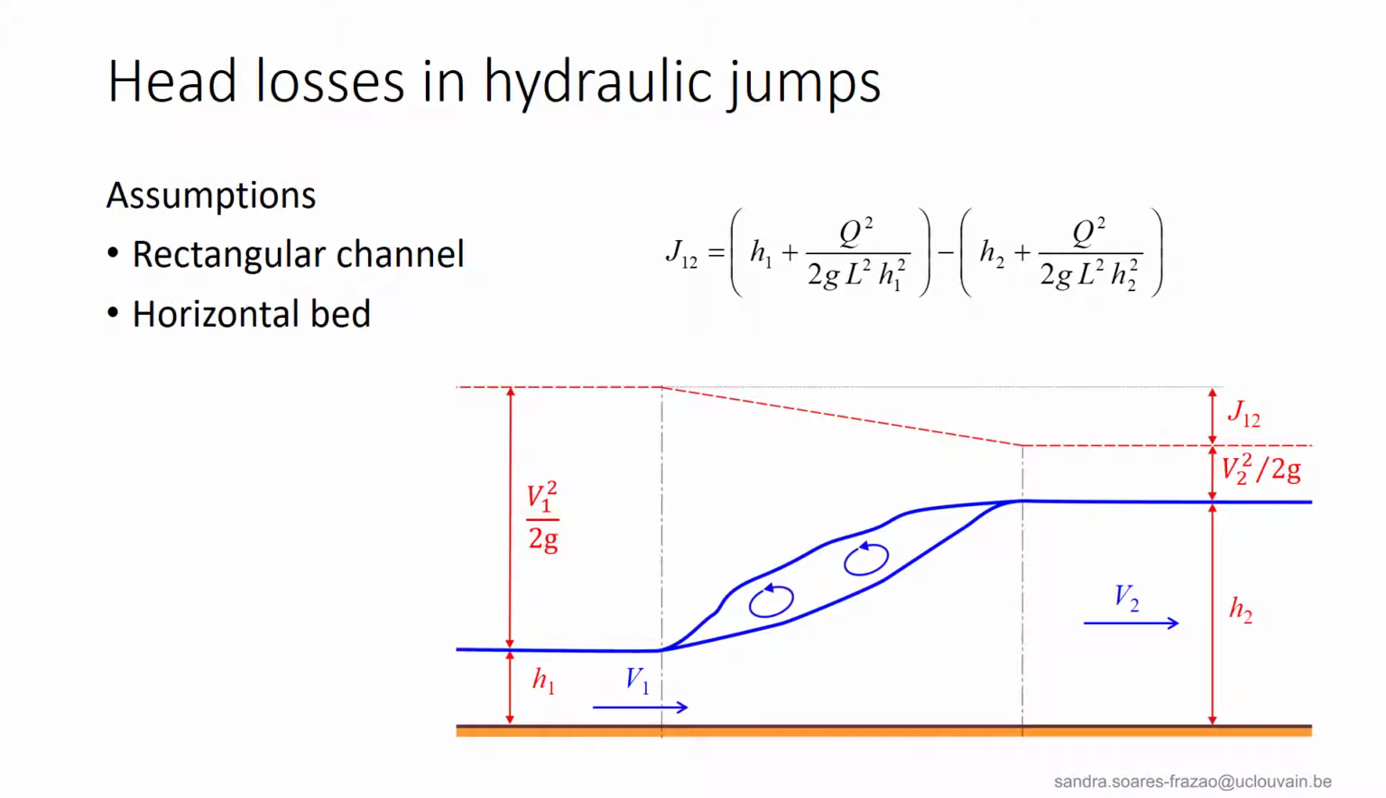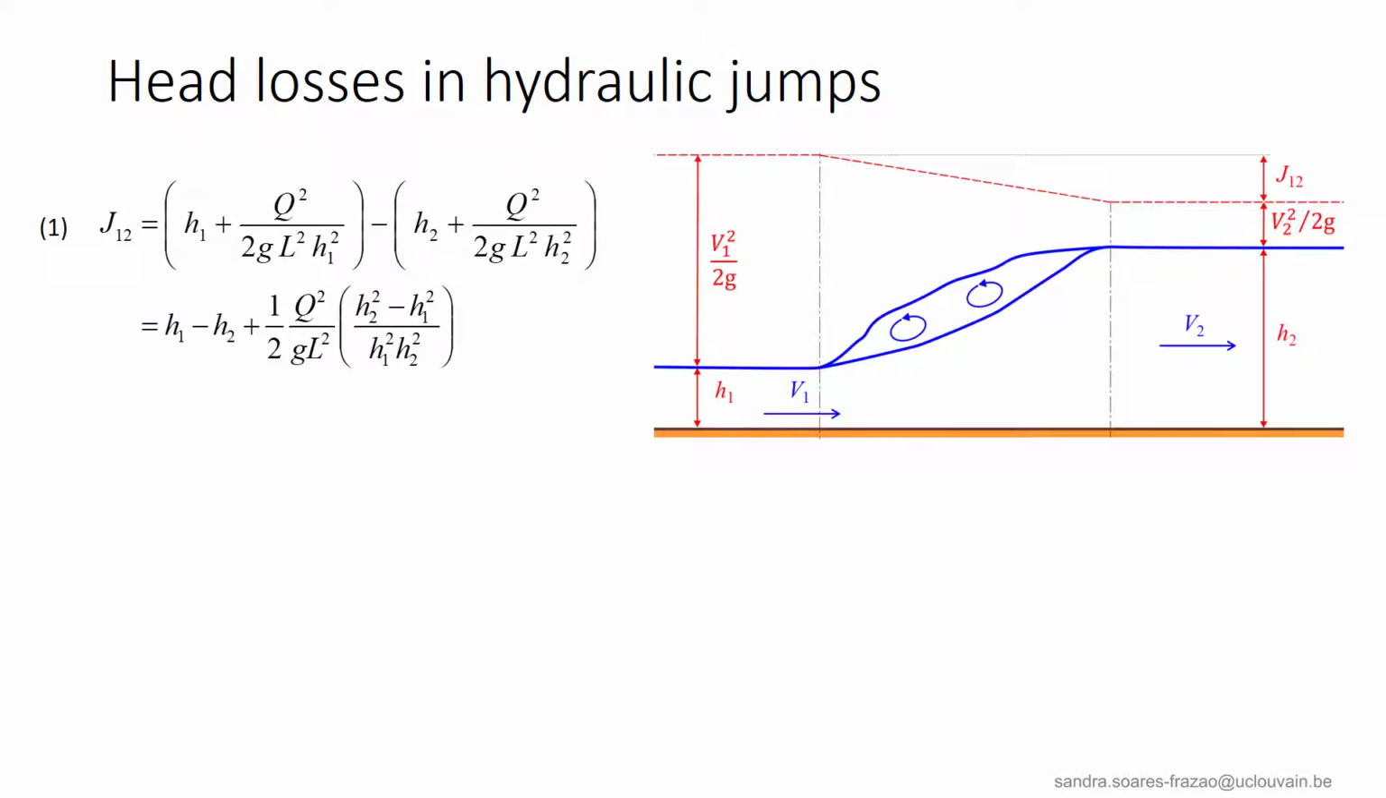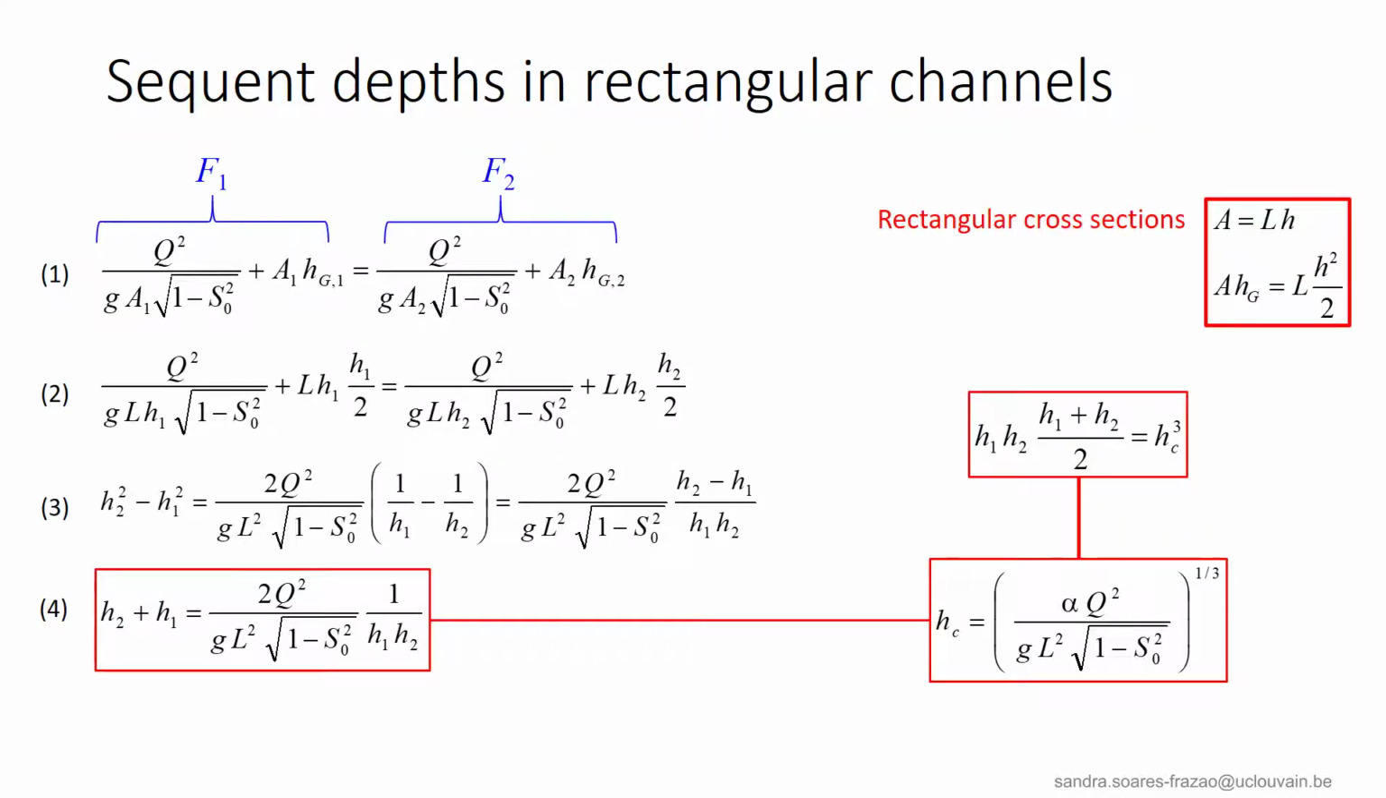Let us assume a rectangular horizontal channel. The head loss J12 between section 1 and section 2 is expressed by this equation. This equation can be developed as indicated in equation 1. We would like to eliminate the discharge from this expression. Therefore, we will go back to a result that we obtained in the previous lesson. Indeed, when developing the expression for the sequent depth in a rectangular channel, we obtained equation 4 that could be transformed using the definition of the critical depth into this highlighted equation.